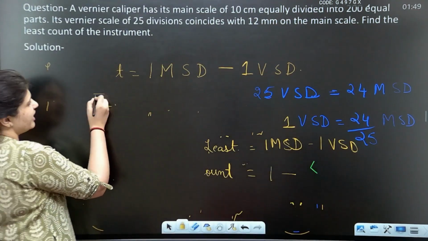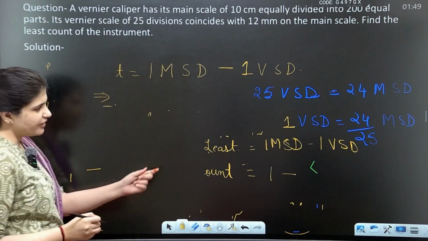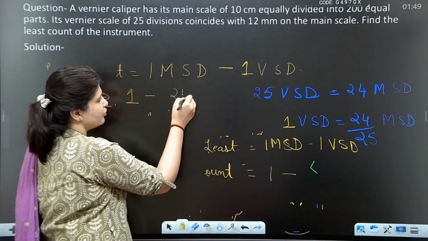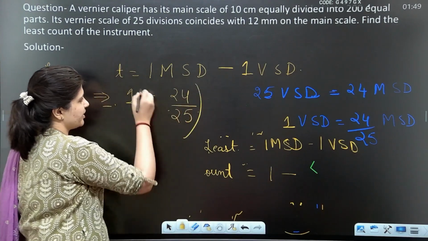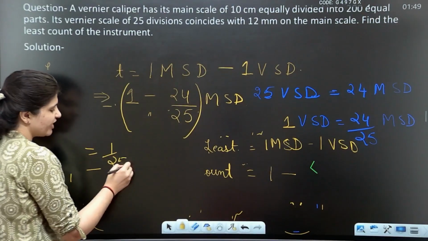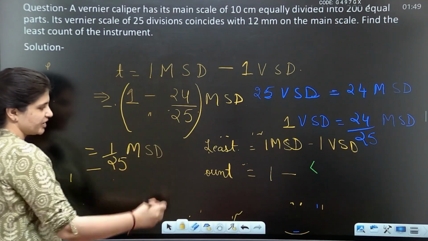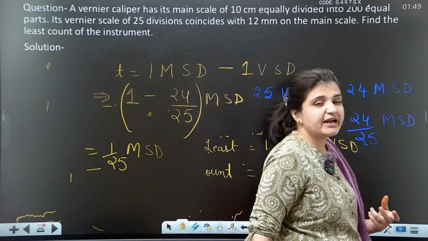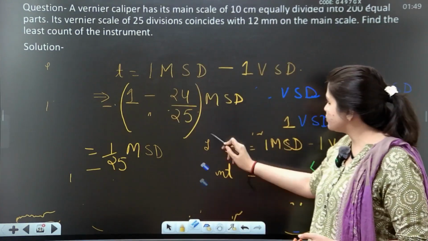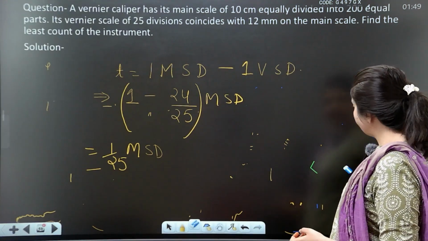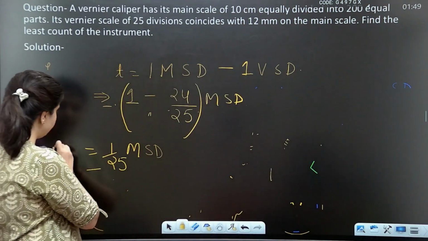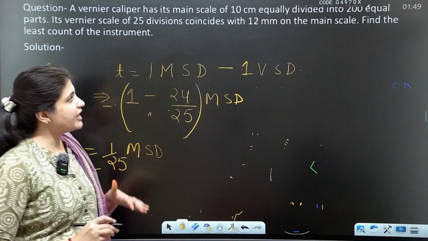So we can write that least count is equal to 1 MSD minus 24 by 25 MSD. So this is equal to 1 by 25 of the main scale division. That means the least count is 1 vernier scale division difference, which is 1 by 25 of the main scale division. Now we have to find the least count.